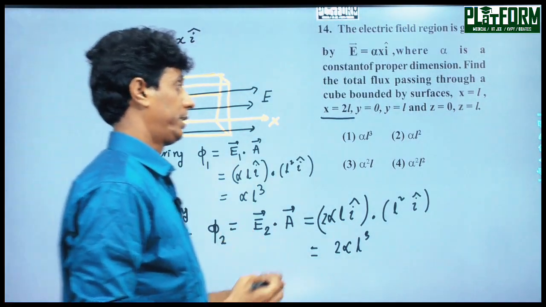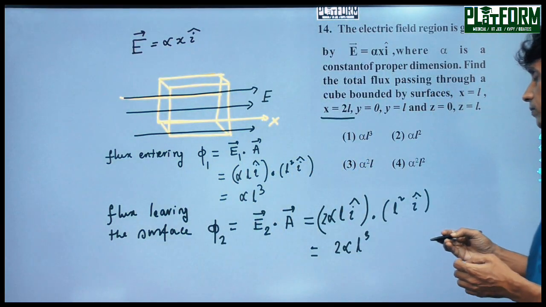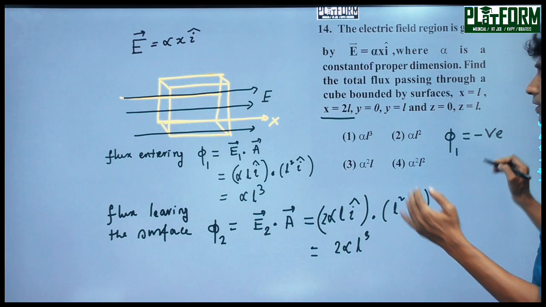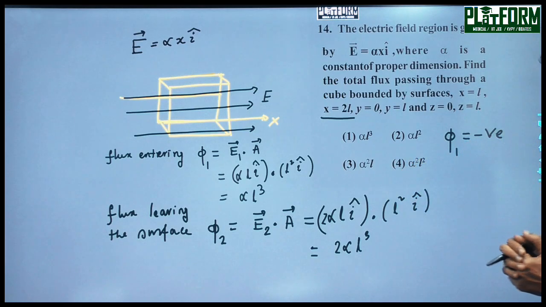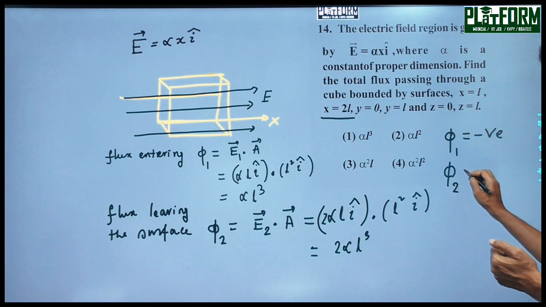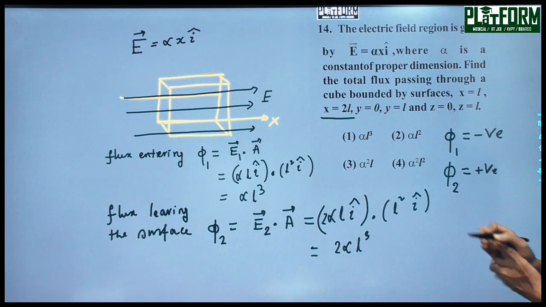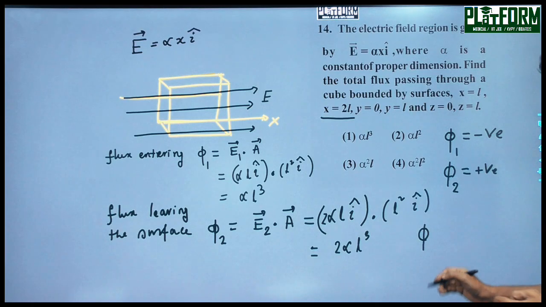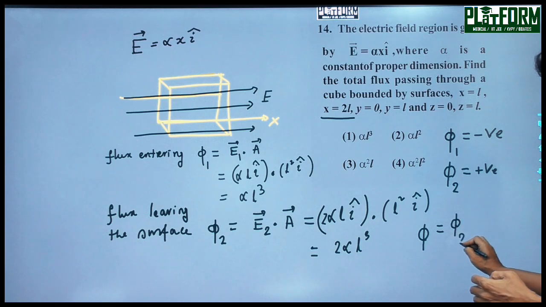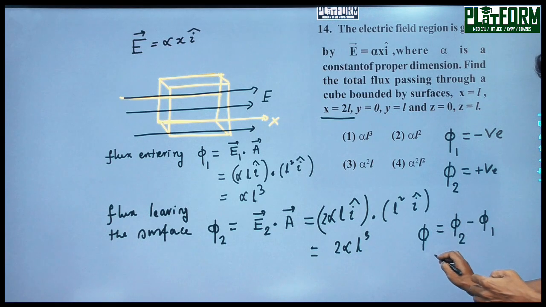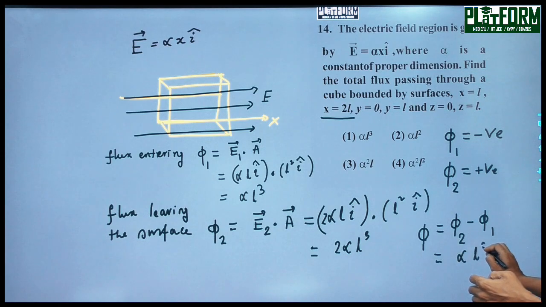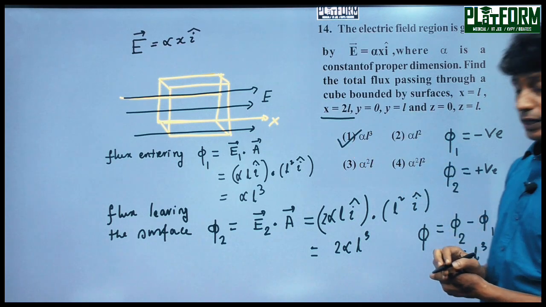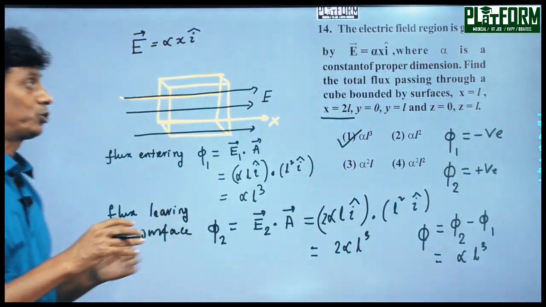One is entering, the other is leaving. Here, as per the convention, flux entering into any surface is negative, and flux leaving any surface is taken as positive. So the net flux passing through the cube, we can write, is equal to phi2 minus phi1. And the right option here is alpha L cube. Option 1 is the correct option. Alpha L cube is the net flux passing through the cube.